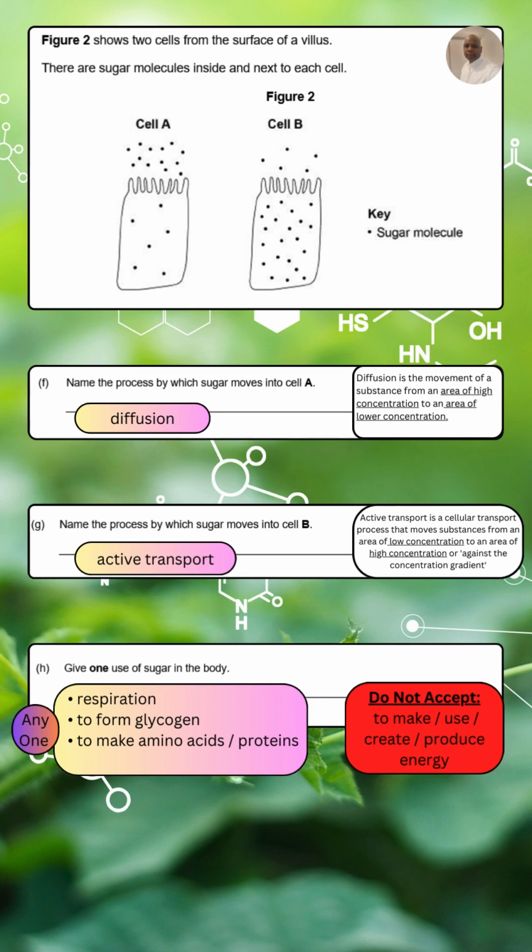And then part H says give 1 use of sugar. Now you have to remember, sugar is important for respiration. So you could just say for respiration. And you know, these 3 answers I give you, you just need to choose one of them for your answer. What I also highlighted, however, is the do not accept. AQA said do not accept to make, to use, to create, or to produce energy, because respiration is actually the release of energy, and that is why these are not accepted.